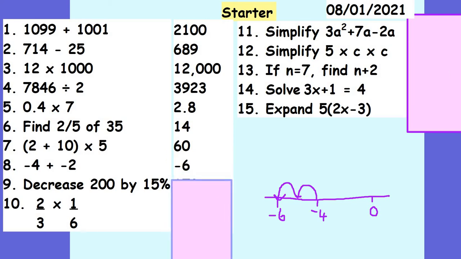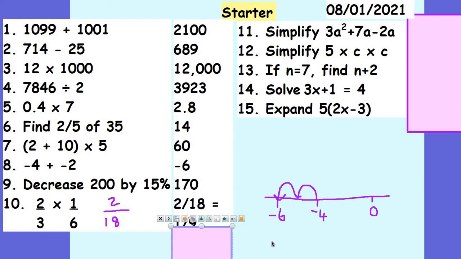Decreasing 200 by 15%. Well, 10% of 200 is just 20. 5% is just going to be 10, so decreasing that will give me 170. For the next one, we're doing a multiplication of fractions, so I'm going to multiply my numerators together and multiply my denominators together. 2 times 1 gives me 2 on the top, and 3 times 6 gives me 18 on the bottom. So that gives me 2/18, which I could simplify if I wished to 1/9.